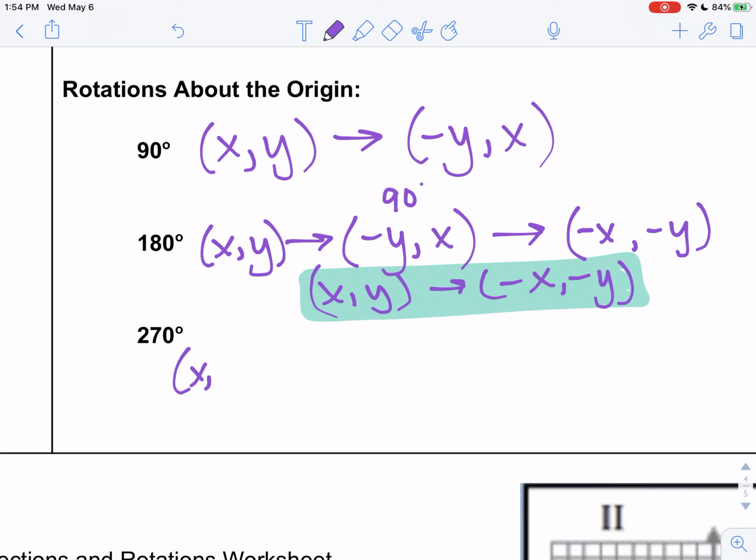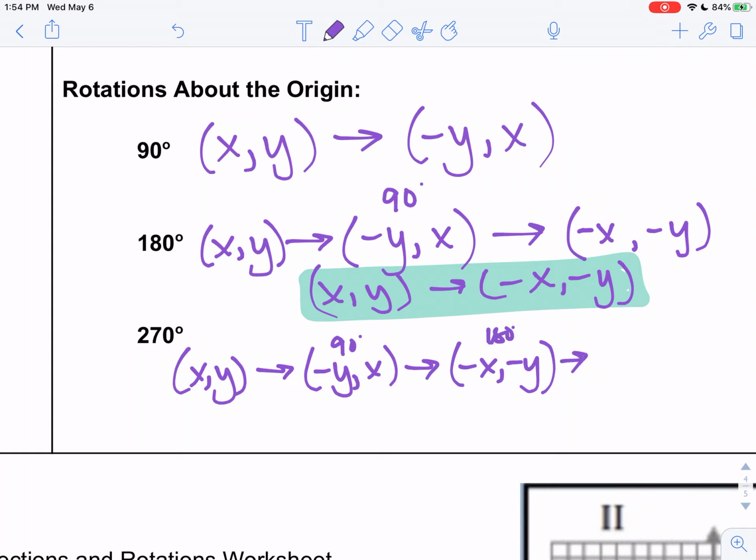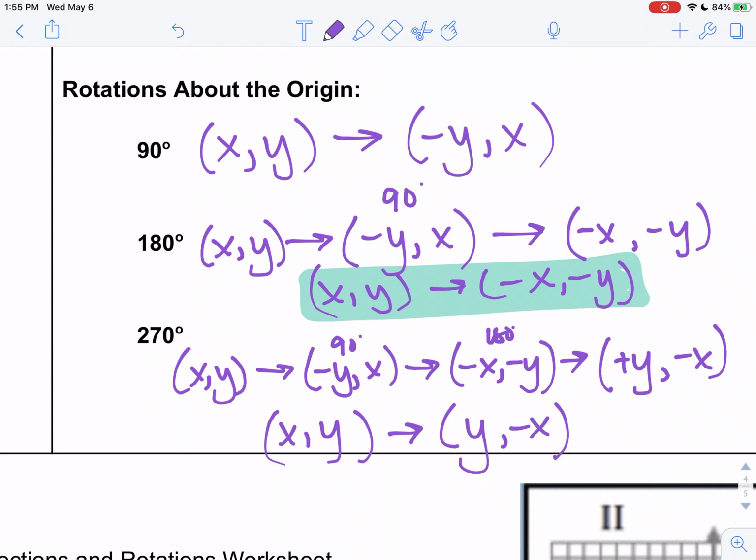Okay, our 270 rotation, we're going to apply three 90 degree rotations. So (x, y) to go 90 degrees would become (-y, x). To go another 90 degrees would be (-x, -y). So that's like our 90 degree rotation, our 180. All right. And then last but not least, we are going to flip the order and change the sign on the first. So a 270 degree rotation would take (x, y) and rotate it to (y, -x).